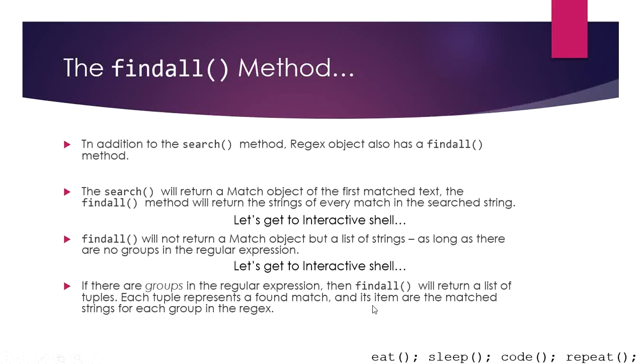So if there are groups in regular expressions, then findall will return a list of tuples. Now if I use groups, then it is going to return a tuple. Each tuple represents a found match and its items are the matched strings for each group in the regular expression.